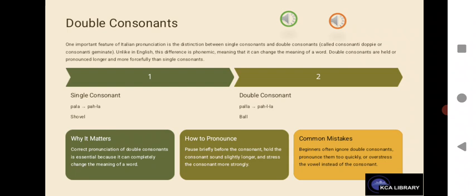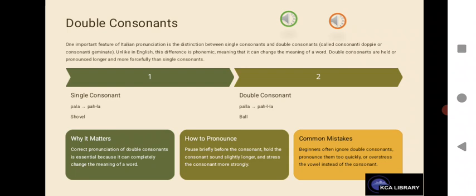Palla, ball, notice the double L in palla. Fatto, fact, done versus fato, fate: the double T changes the meaning. Anno, year versus ano, anus: the double N makes a big difference. Casa, house versus cassa, box, cash register: the double S changes the word.